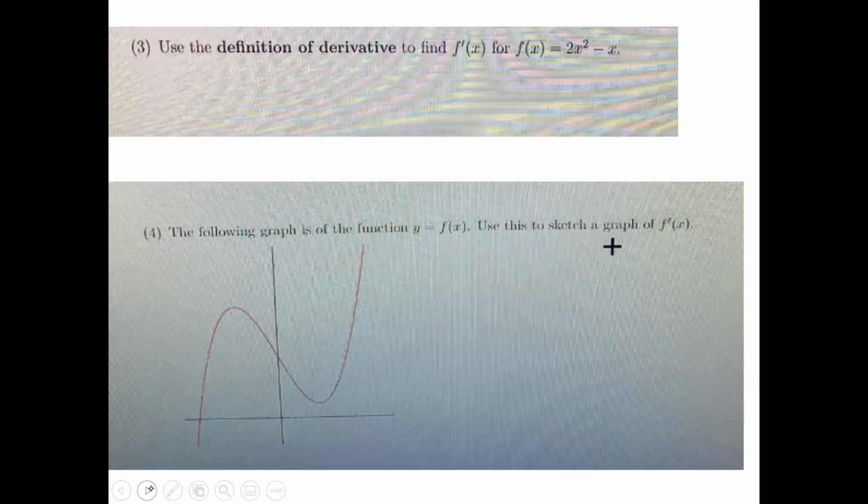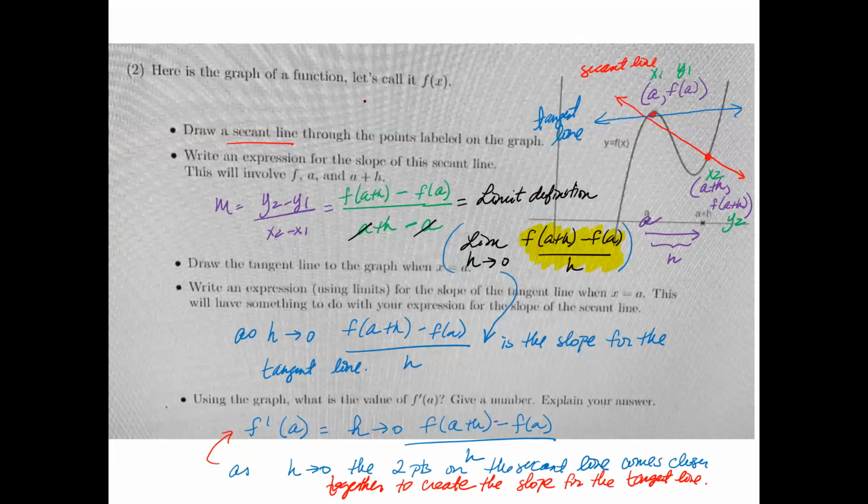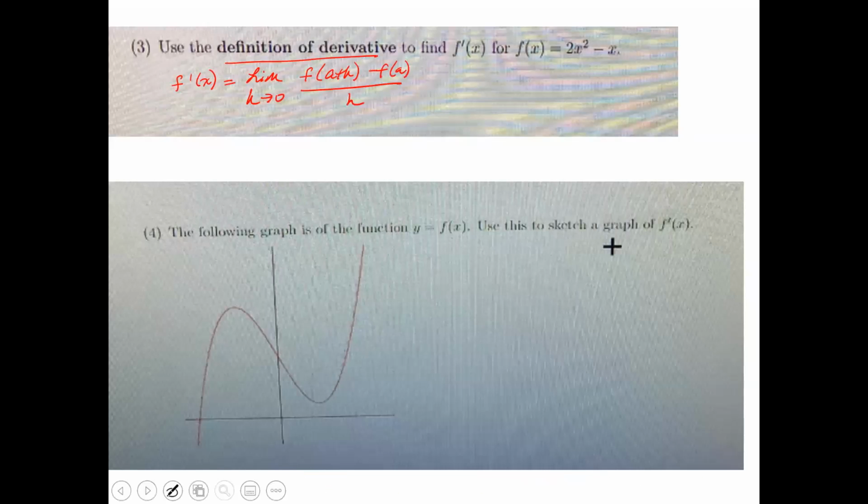All right, so then looking at number 3, it says use the definition of the derivative to find f prime of x for that. Now remember, the definition of derivative is f prime of x is equal to the limit as h approaches 0 of f of a plus h minus f of a over h. So that is the formula. So then we're going to go ahead and break this into parts.